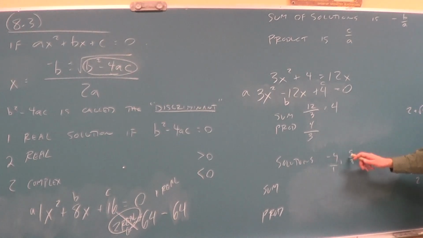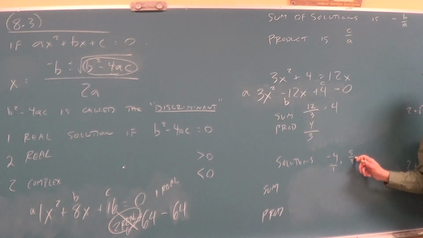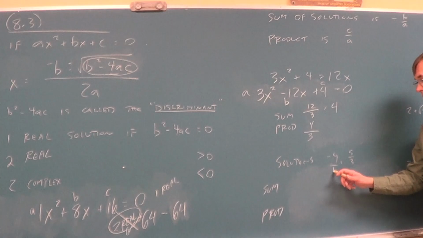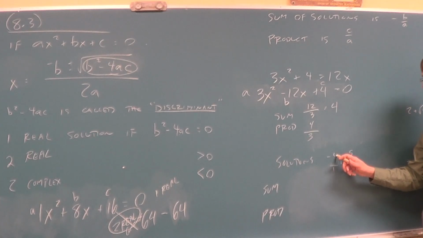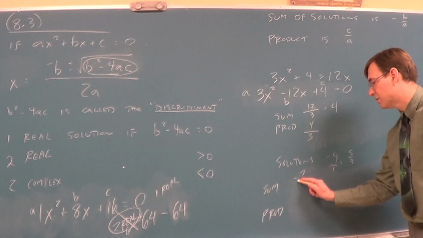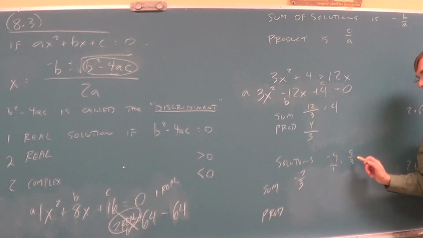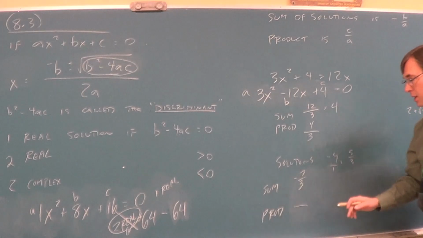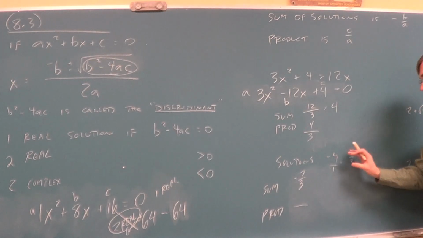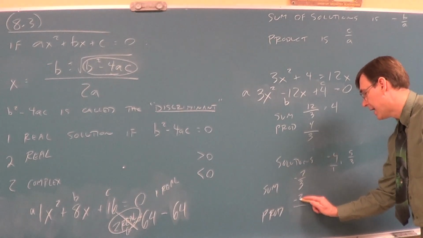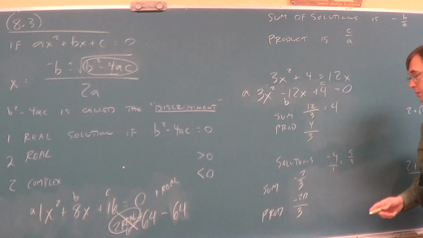If we add these, adding fractions needs a common denominator, so put this over 3, changes this to 12. Negative 12, if it adds 5, would be negative 7/3. If we add these answers together, we would get negative 7/3. Product means multiply. Just multiply those answers straight across, and we would get negative 20/3.